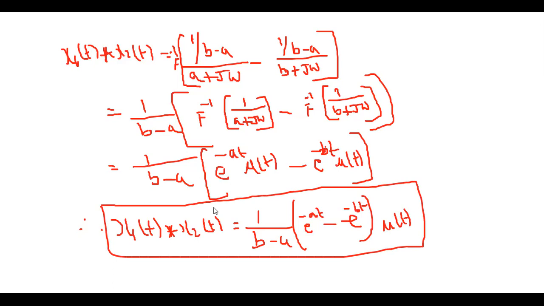I can see here the same thing. We got 1 by b minus a, e power minus at mu of t minus e power minus bt mu of t. So this we did without using the formula, by using the theorem. The theorem is convolution in time domain. Okay.